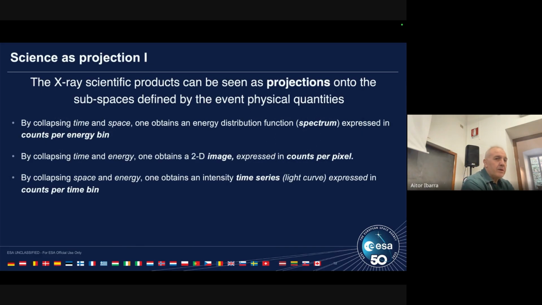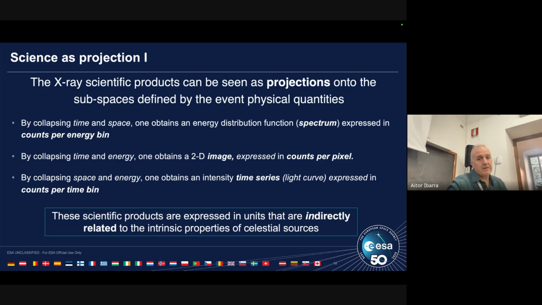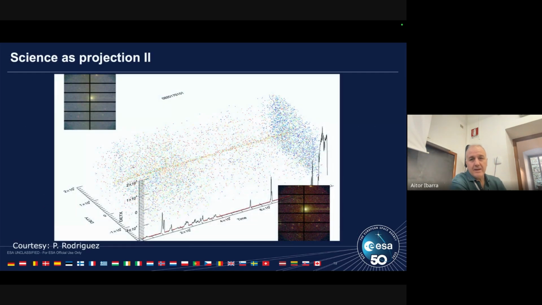So at the end, when we talk about all these instruments, what are we talking about? The science as a projection, because basically X-ray astronomy is a way to see all these different values in different projections. For example, if we collapse in time and space, we have the spectrum. If we collapse the information in time and energy, what we have is an image. And if we collapse in space and energy, what we have is a light curve. All those measures are indirectly related to the properties of the source that we are observing. So this plot here that I like a lot.